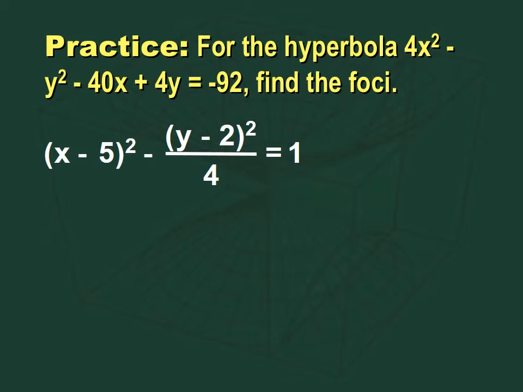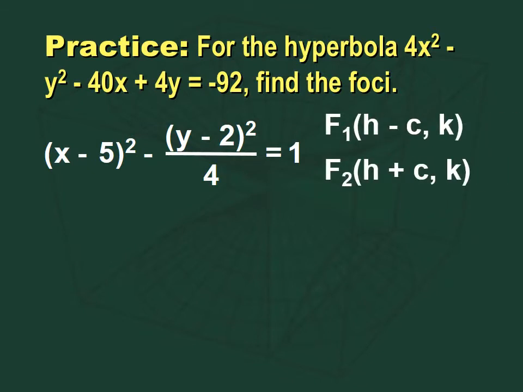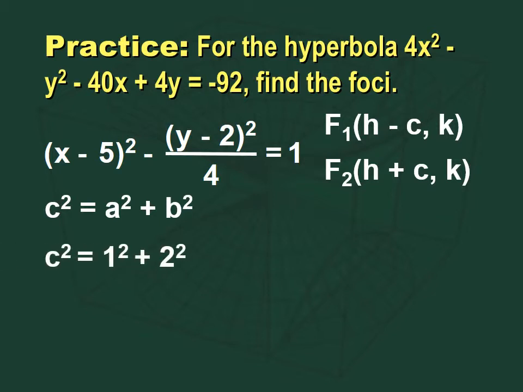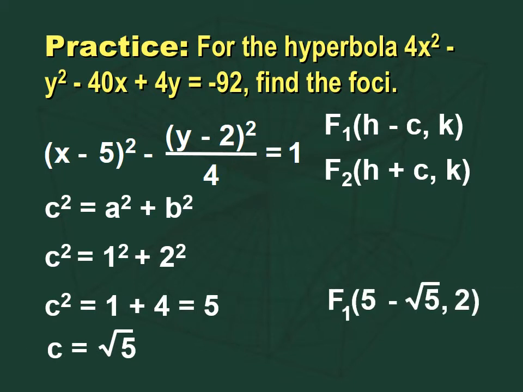So I look back: how do I find the foci for a hyperbola that opens horizontally? I do (h minus c, k) and (h plus c, k). I know what my h is, and I know what my k is, but what's c? Remember, we get c from a squared plus b squared equals c squared. I know a is 1 and b is 2, so I can solve for c as the square root of 5. So my first focus is (5 minus the square root of 5, 2), and my second focus is (5 plus the square root of 5, 2).